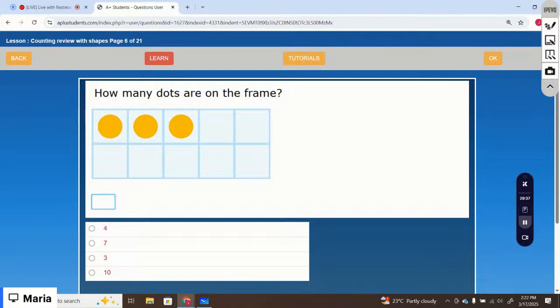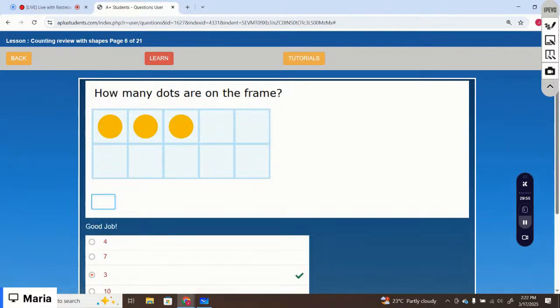How many dots are on the frame? There are only three dots. The correct option is three. Option number three is the correct option.